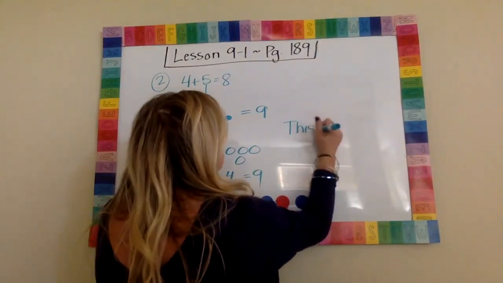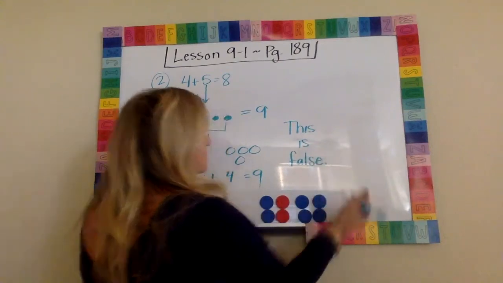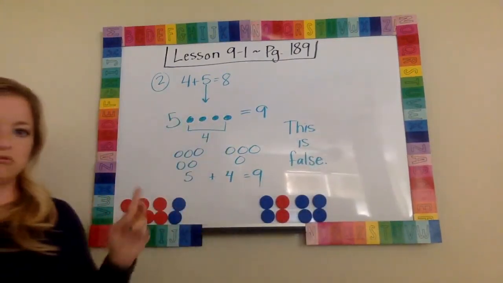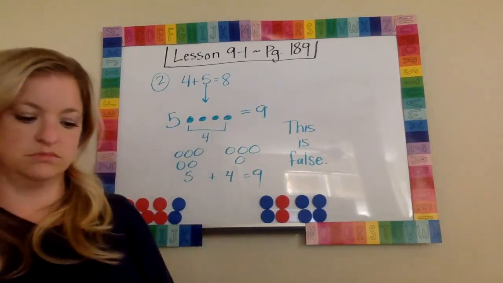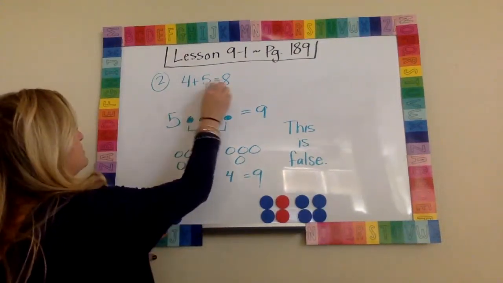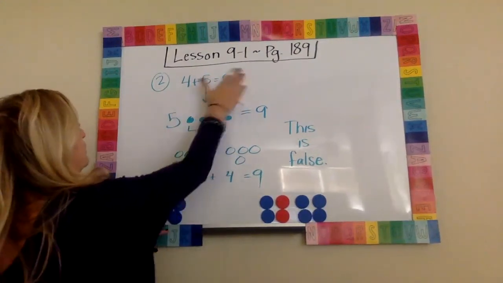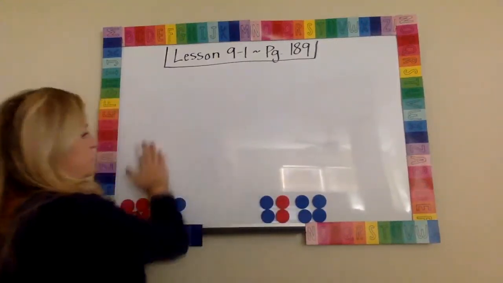This is false. It's not true. 5 plus 4 equals 9, not 4 plus 5 equals 8. Okay? 3 plus 5 would equal 8. 4 plus 4 would equal 8, but not 4 plus 5. So show some of your work when you write that out. You can't just say no.